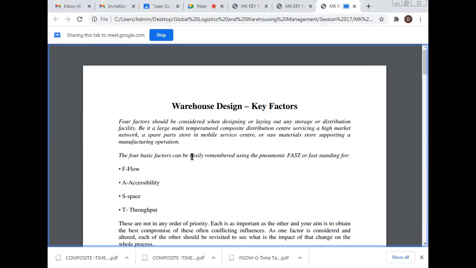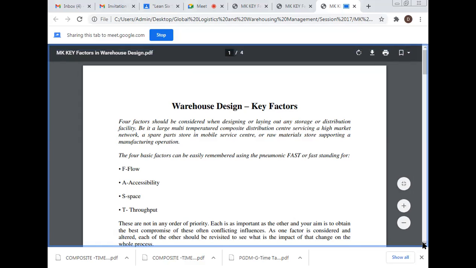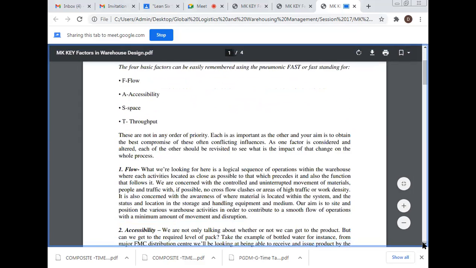Hence, for the layout of any warehouse, these four factors are considered. This is known as FAST, standing for F for flow, A for accessibility, S for space, and T for throughput. These four factors are considered for designing of the warehouses.